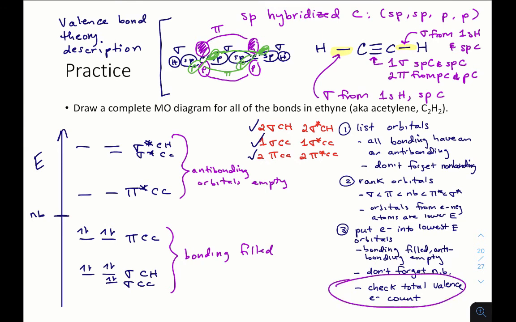And then check your total valence electron count. There should be 10 valence electrons. We have 10 in the diagram, so we're good to go. Let's try another example once you've reviewed this and you feel comfortable with it.